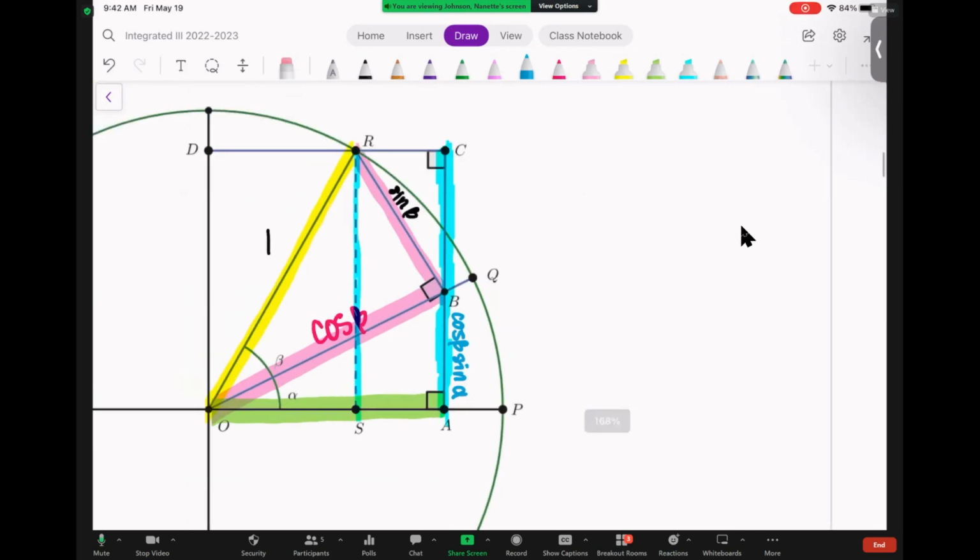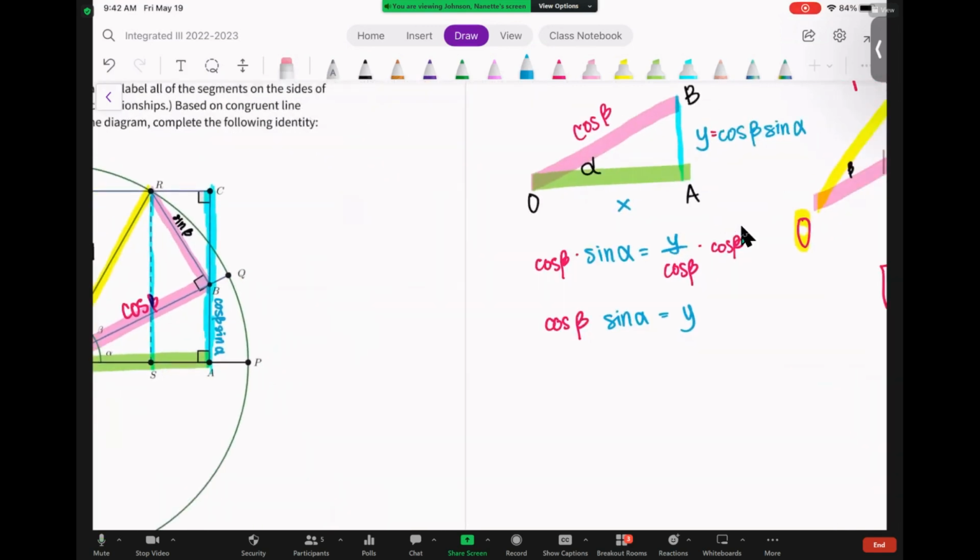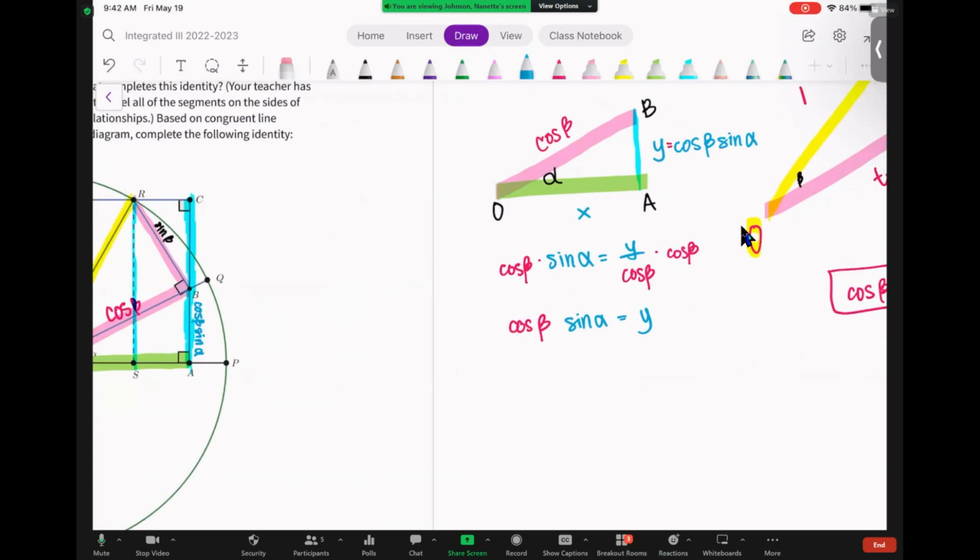So I'm also going to find this green side in case I need it later. So of course that's going to be cosine. So that's going to be, let's use this color, cosine of beta equals x over cosine.